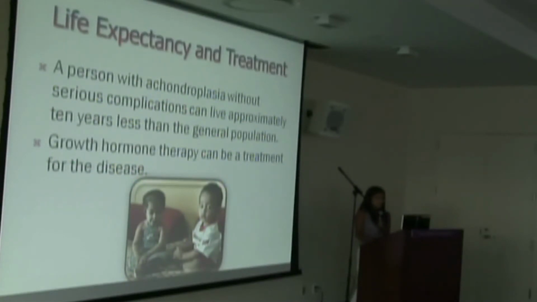Life expectancy and treatment. Those with achondroplasia usually live 10 years less than the general population if they do not have any severe medical complications. And some treatment could possibly be growth hormone therapy, or they could just ask their doctor to treat or prevent any other symptoms that are caused by the disease.